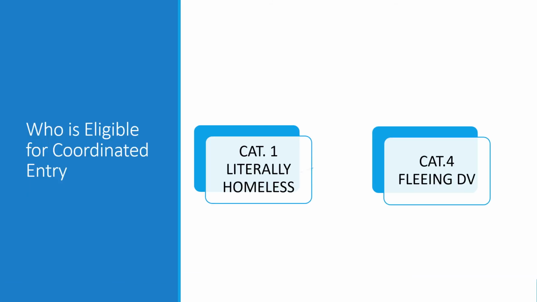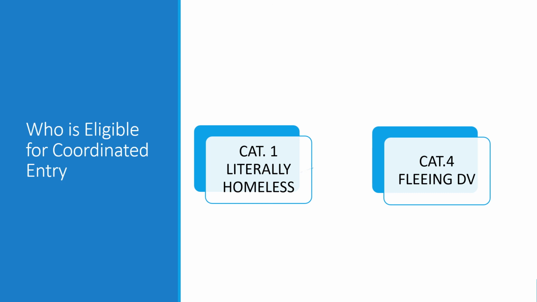So who is eligible for coordinated entry? Only people who fall under Category 1, literally homeless, or Category 4, fleeing domestic violence, are eligible for coordinated entry. So if someone has been consistently staying with family, long-term and stably, they would not be eligible for the coordinated assessment. If someone comes in for coordinated entry and they've been staying with family for at least a week prior, and they know they're going to be staying with that family member the night that they've come in for coordinated entry, that person would not be eligible.